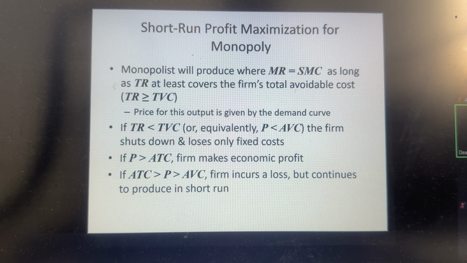If TR is smaller than TVC, or P is smaller than AVC, the firm should shut down, and then losses equal the fixed cost. If P is greater than ATC, the firm makes economic profit. So the firm should stay in the business as long as price is above AVC. Even if price is below ATC, the firm makes some losses, but still, with price above AVC, the firm should stay in the business even if making losses.